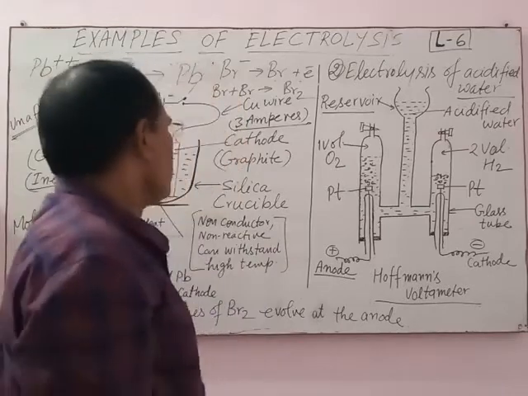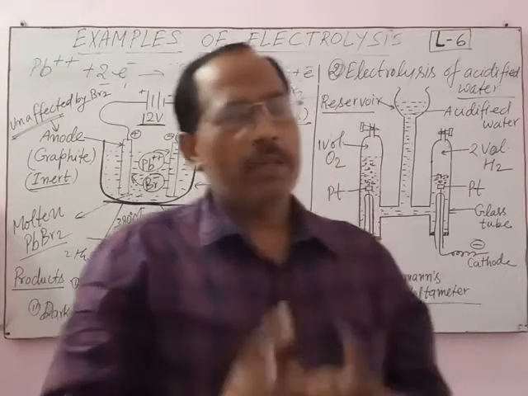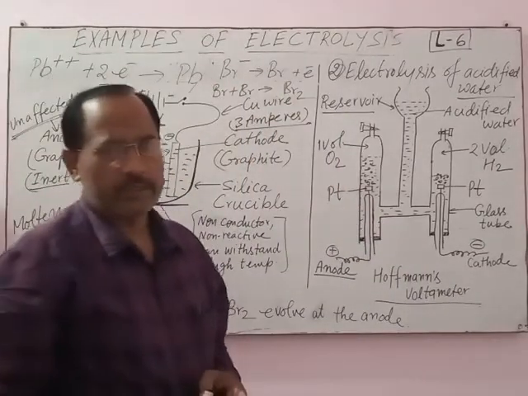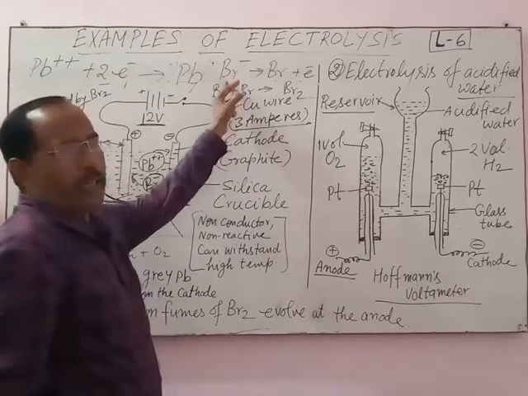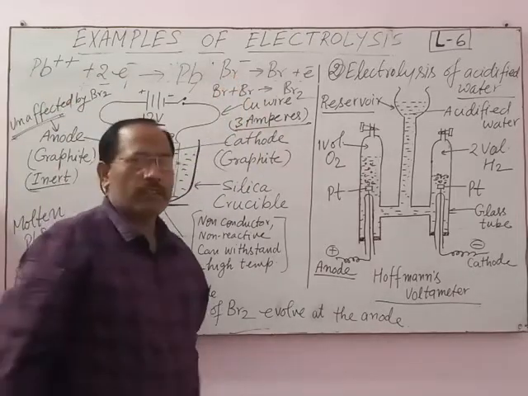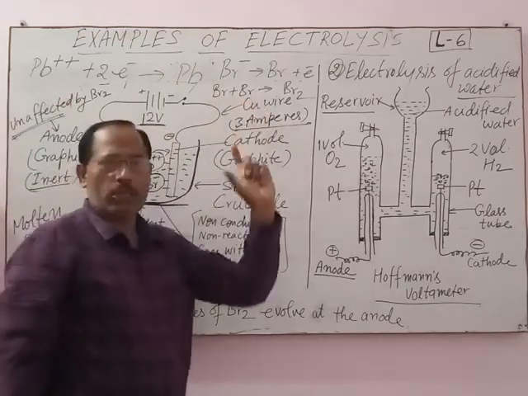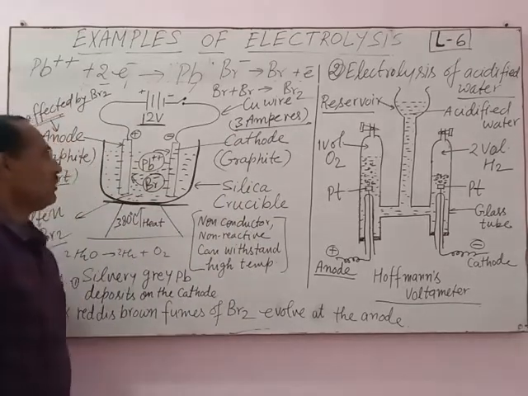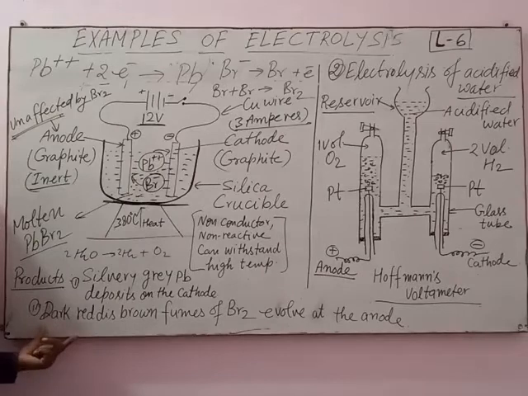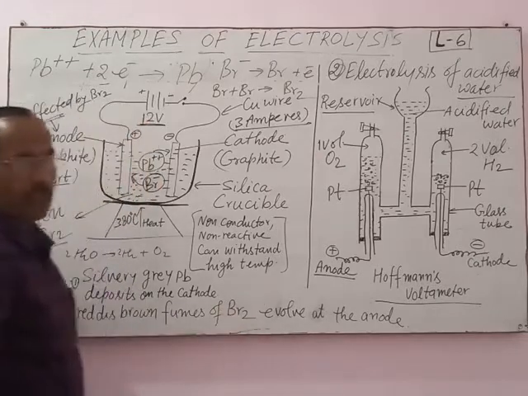This is the secondary process. Means at anode, primary and secondary processes take place. As a result of the primary process, bromide ion changes to bromine radical, and in the secondary process, two bromine radicals combine together and form bromine vapors. These bromine vapors, dark reddish brown fumes of bromine, evolve at anode.